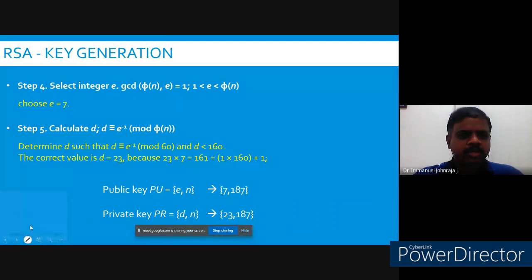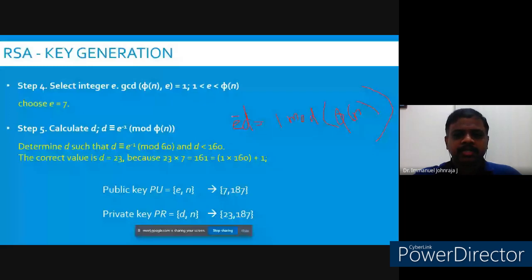I forgot to connect my writing pad. Probably I'll write like this. So E and D should be equal to 1. Please bear with my handwriting. I'm using the mouse to do that. Mod phi of n. Okay. So ED is equal to 1 mod phi of n.